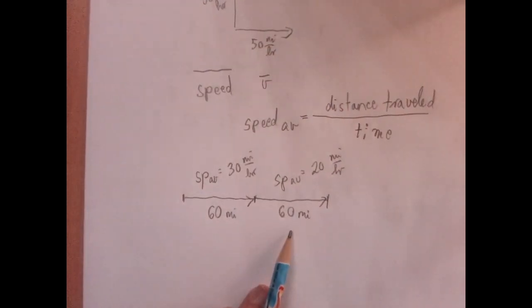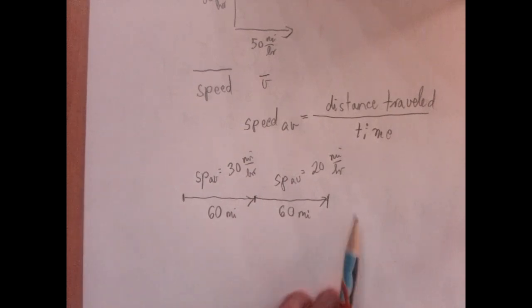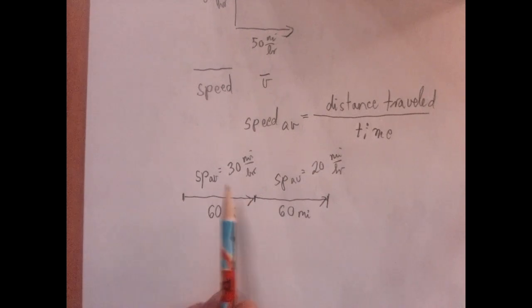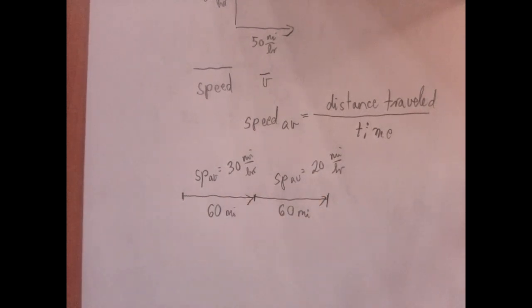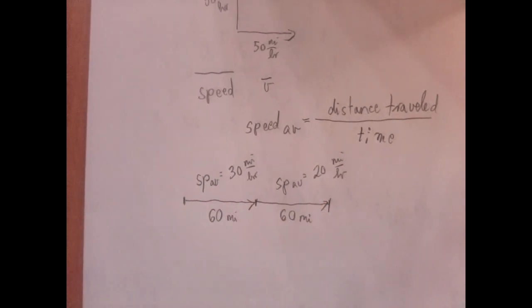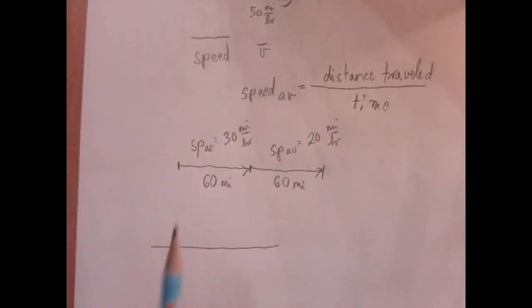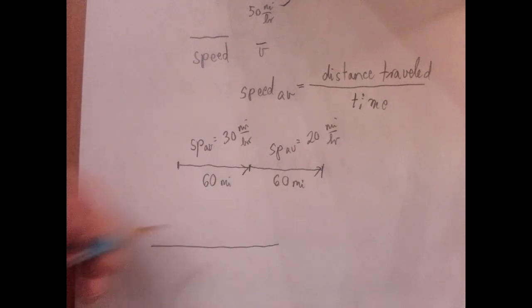Even though we have the same distance, if we ask what the average speed for the entire trip is, the answer will not be, well, why don't we just add 30 and 20 and divide by 2? It's not going to be 25. Let's just see what the definition will bring us. So we're going to need the total distance. Well, the total distance traveled is 120 miles, right?